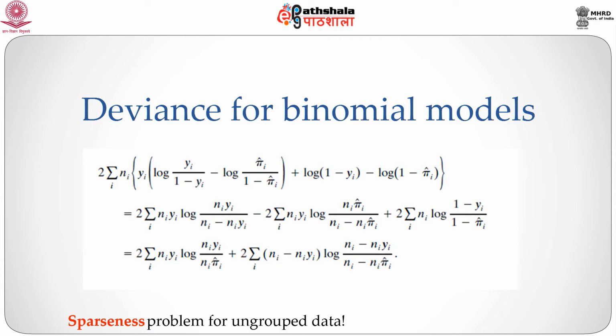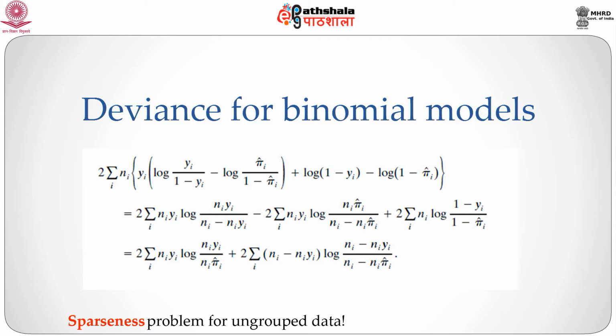model. So this is equal to twice the summation over n_i y_i log of n_i y_i over n_i minus n_i y_i, minus twice the summation over i of n_i y_i log of n_i pi_i hat by n_i minus n_i pi_i hat, plus twice the summation over i of n_i into log of 1 minus y_i by 1 minus pi_i hat, which is equal to twice the summation over i of n_i y_i log of n_i y_i by n_i pi_i hat, plus twice the summation over i of n_i minus n_i y_i into log of n_i minus n_i y_i by n_i minus n_i pi_i hat.